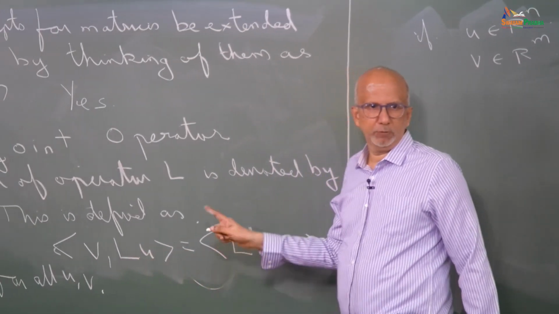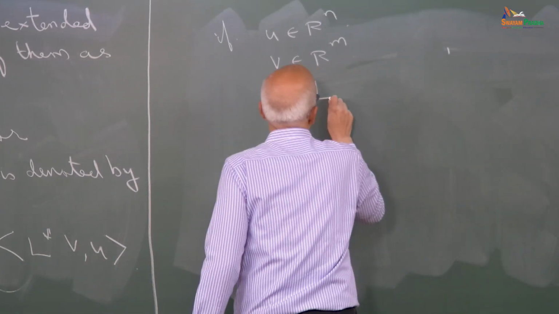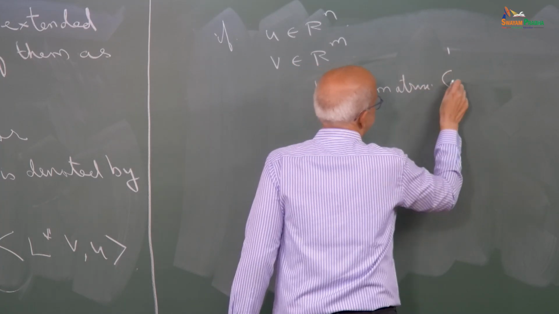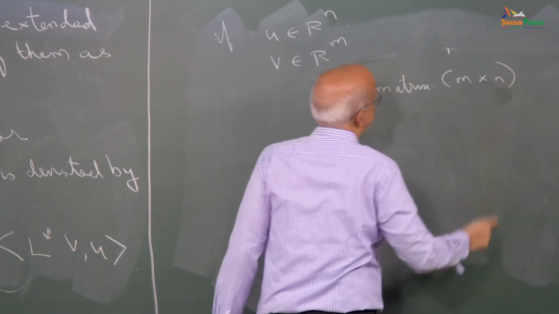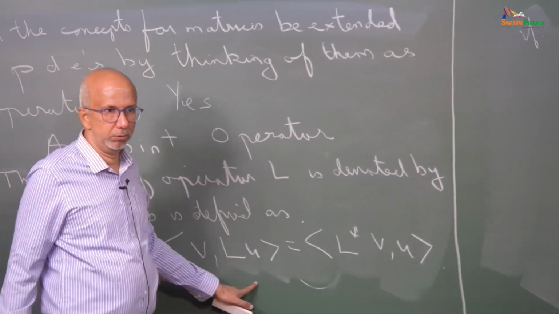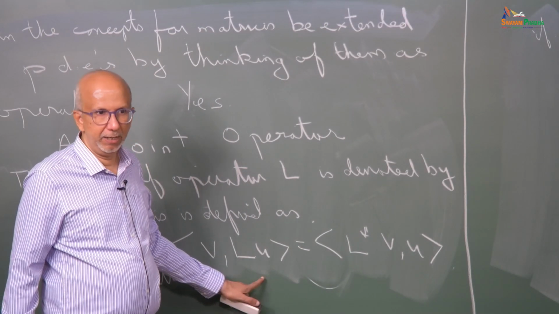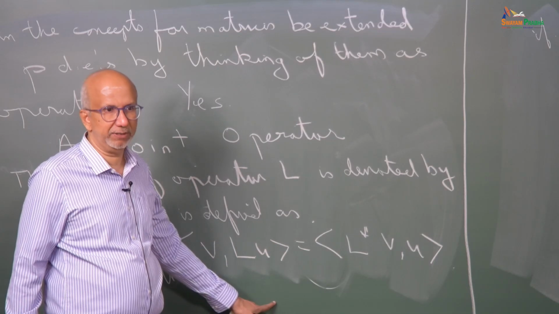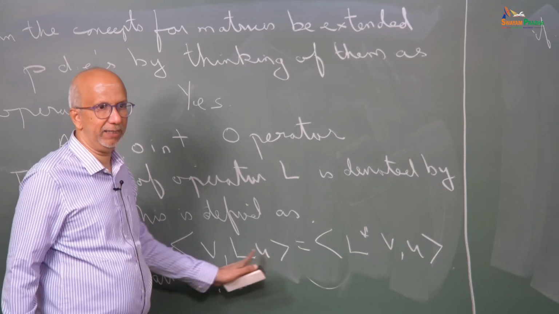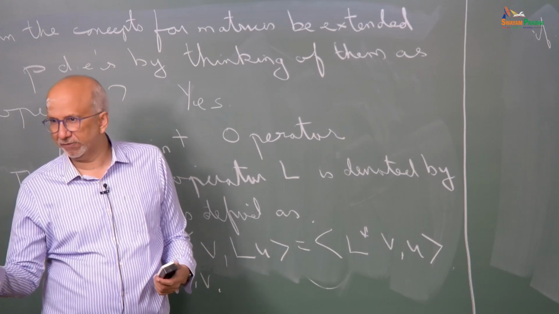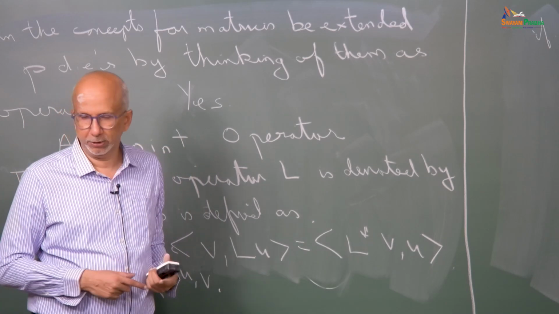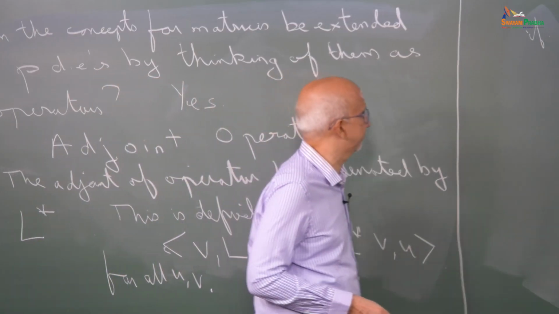Why? Lu, where L is my matrix A, which is m by n. When I do Lu, I will get a vector with m dimensions, in Rm. Only then I can take the inner product. I can't take an m dimensional vector and an n dimensional vector and do an inner product. So, keep that in mind: they all have to belong to the same space. So, this is basically what it is.